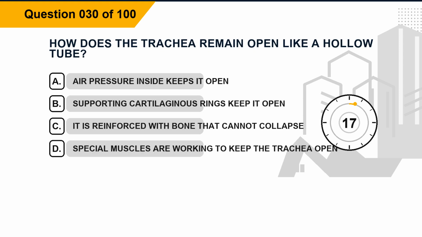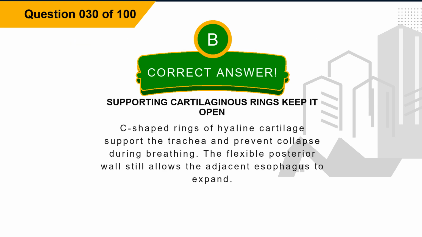Question 30. How does the trachea remain open like a hollow tube? Option A, air pressure inside keeps it open. Option B, supporting cartilaginous rings keep it open. Option C, it is reinforced with bone that cannot collapse. Option D, special muscles are working to keep the trachea open. The correct answer is option B, supporting cartilaginous rings keep it open. Explanation: C-shaped rings of hyaline cartilage support the trachea and prevent collapse during breathing. The flexible posterior wall still allows the adjacent esophagus to expand.